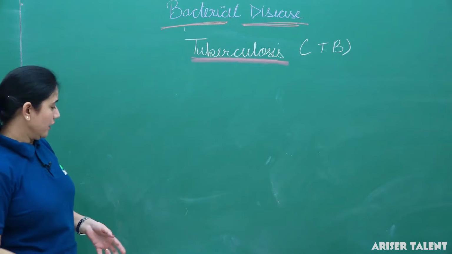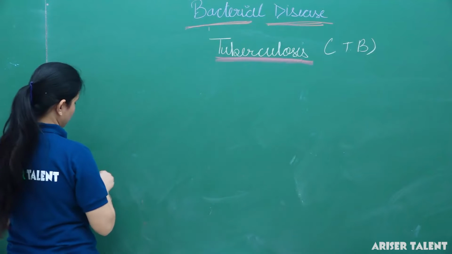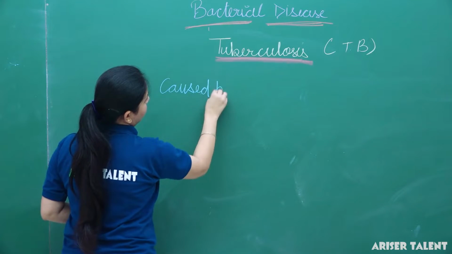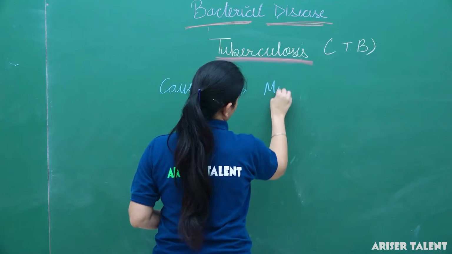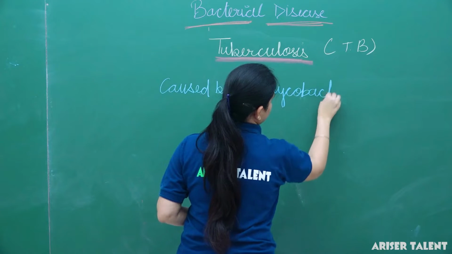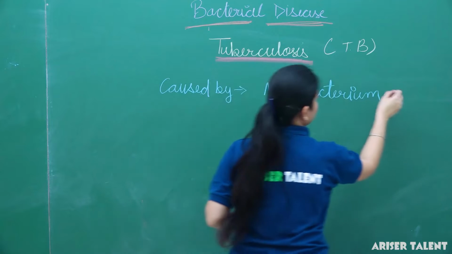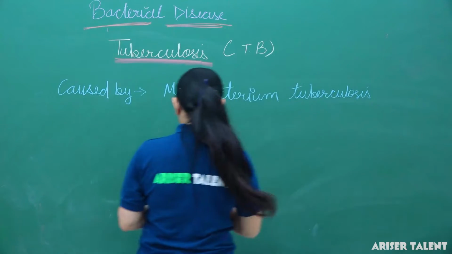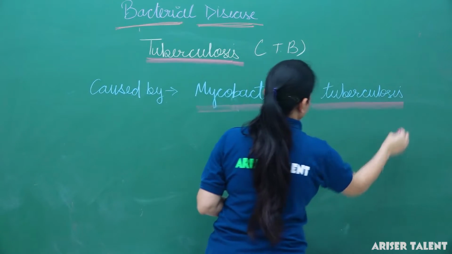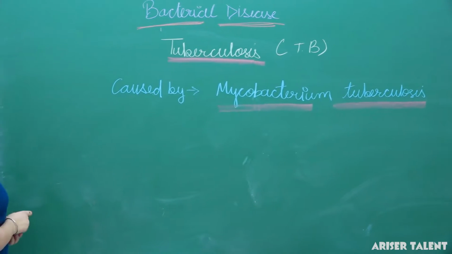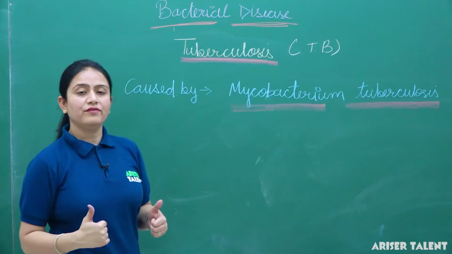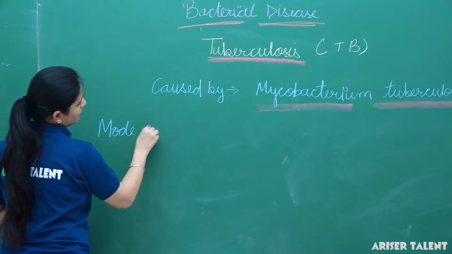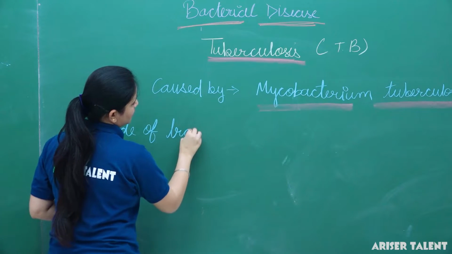If we talk about the causing agent, it is caused by Mycobacterium tuberculosis. You can say this is an infectious disease. How is it an infectious disease? Because it spreads from one infected person to another. If we talk about the mode of transmission, how does it transmit?